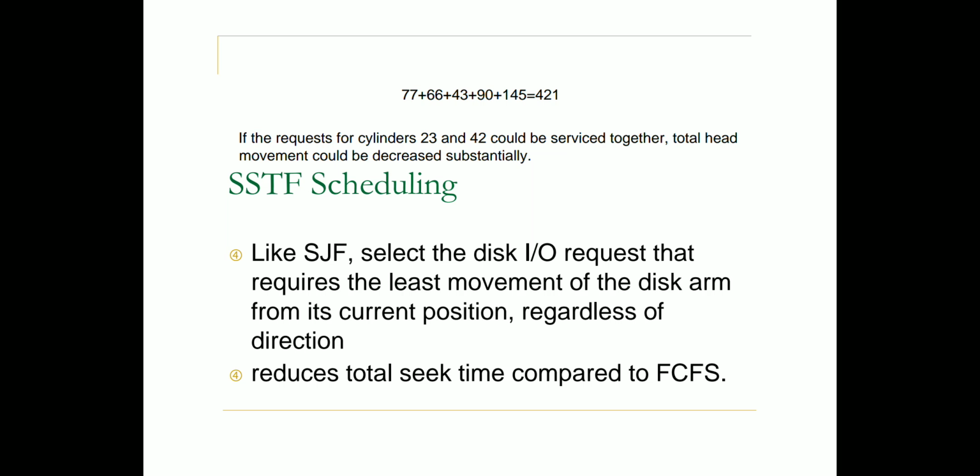As we already saw in process scheduling, shortest job first means whatever process requires less time will be served first. Same thing for I/O requests: whichever request needs less movement of the disk arm will be served first, which reduces the total seek time compared to FCFS.